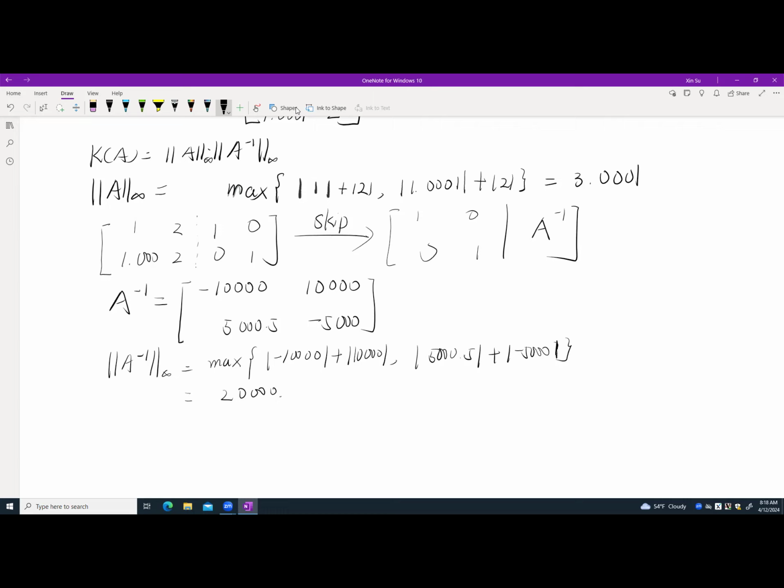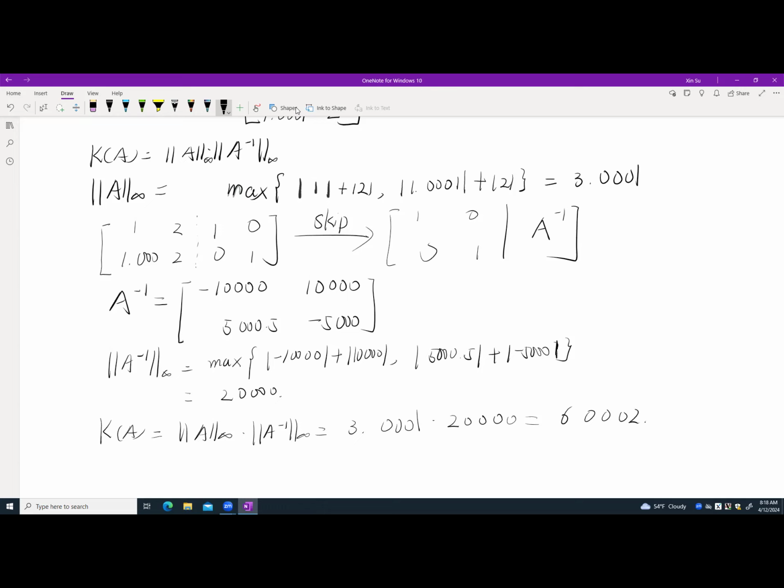If you get the condition number for this matrix A, it's just the A infinity norm times the A inverse infinity norm, and that is 3.001 times 220,000. And that's the disaster happening. We have this number, which is 660,002.